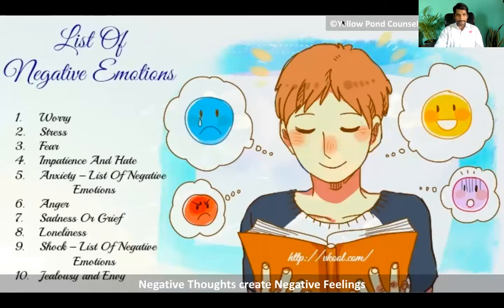For example, one of the list of negative emotions: worry, stress, fear, impatience, sad, anxiety. List of negative emotions: anger, sadness or grief, loneliness, shock, jealousy and envy. These were some of the negative emotions. And the people who are experiencing these negative emotions, they want to change them to positive ones. They said that we are struggling a lot, I want to move to that other side.